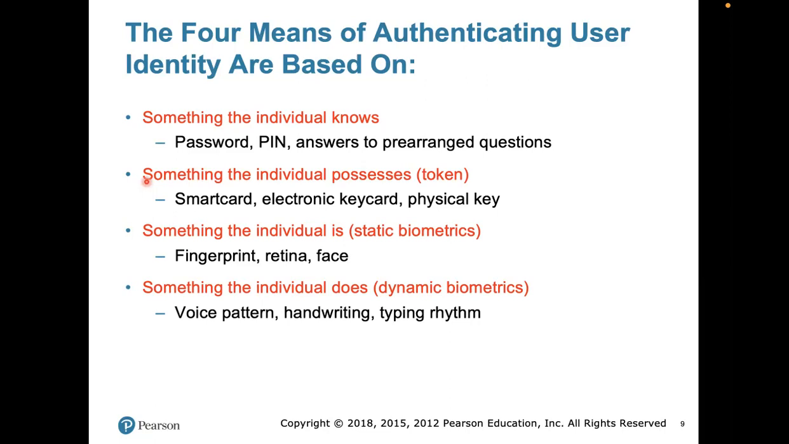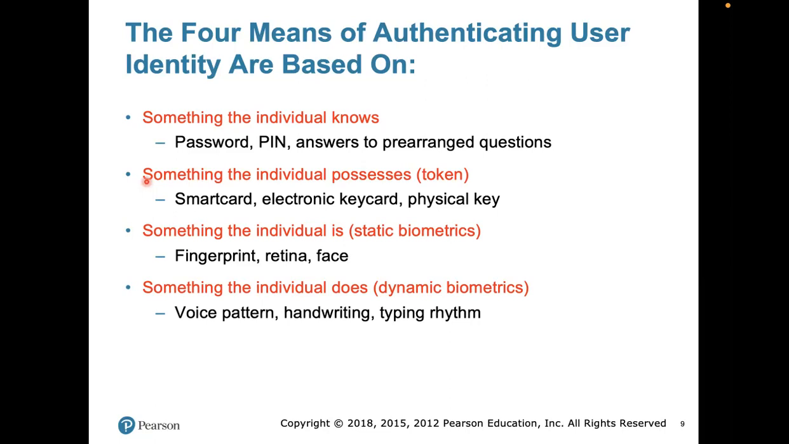The token might be something that the individual is, some static biometric parameters of the individual. For example, fingerprint. My fingerprint is something which is always with me, so it can be seen as a token, or my retina or my face. Those are all static biometric characteristics, which are always with me and they never change. So they can be used as a token.